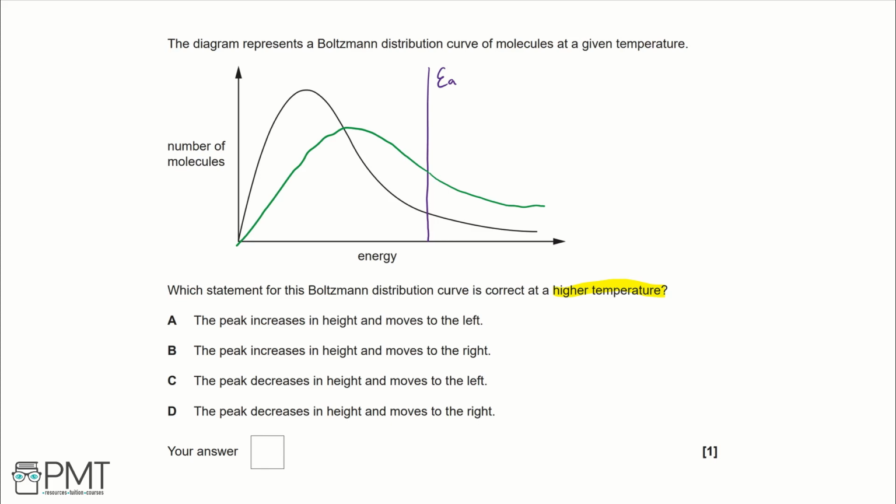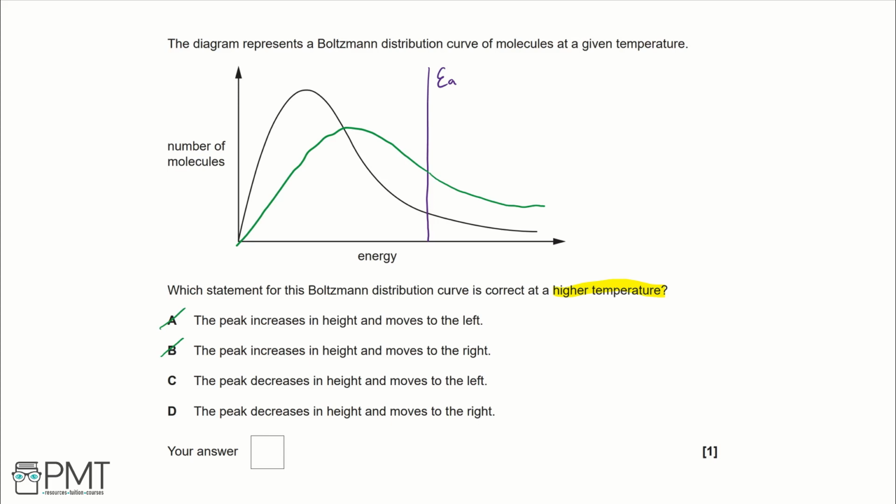So if we look at our different options, we need to match which one's showing the diagram that we've just drawn. So the peak is increasing in height and moving to the left. So our peak is moving to the right and it's decreased in height. So this is not correct. So we can cut out both that say increase in height because our peak is decreasing in height.